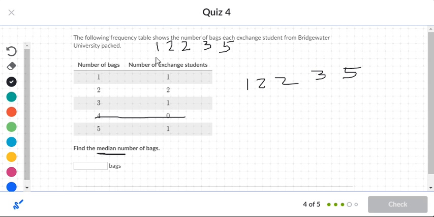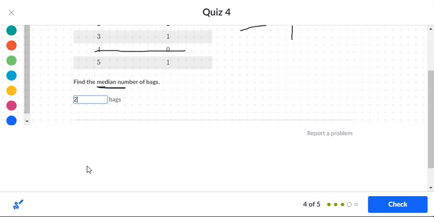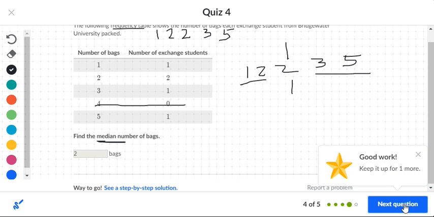It was already sorted the way it was here. The number exactly in the middle is 2. So 2 should be our answer. Again, remember when you're doing a problem like this with the frequency table, this tells you how many times to write the numbers. You have 1 one, 2 twos, 1 three, and 1 five. Then make sure the numbers are always in order from lowest to highest. If it's the median, it's the number exactly in the middle. So we have 2 to the left, 2 to the right, so 2 is our answer.